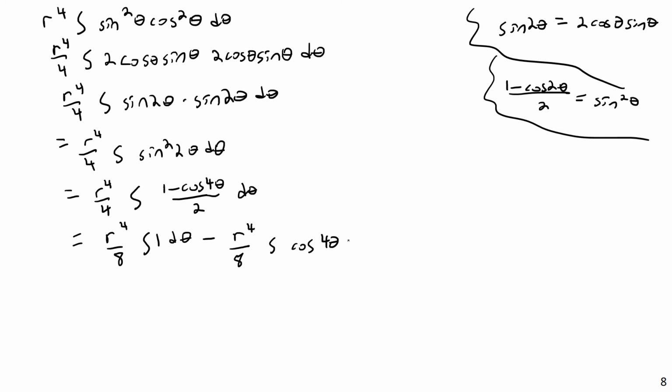Now we could handle this. Well, this one's easy enough. The integral of 1 d theta is just going to be theta. So we end up with r to the fourth theta over 8, and then here, I know that the cosine 4 theta is the derivative of sine 4 theta, and we just need to add a 1 over 4 on the outside to balance that out. So this is then minus r to the fourth over 32 sine of 4 theta. If you're having trouble envisioning that, just imagine taking the derivative of this.